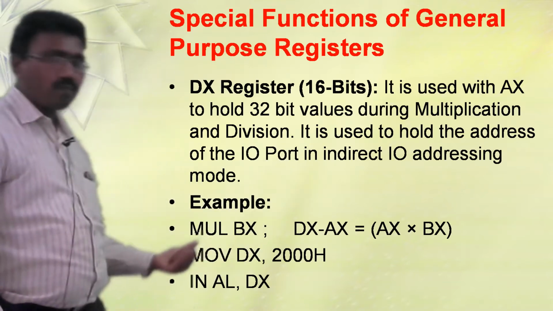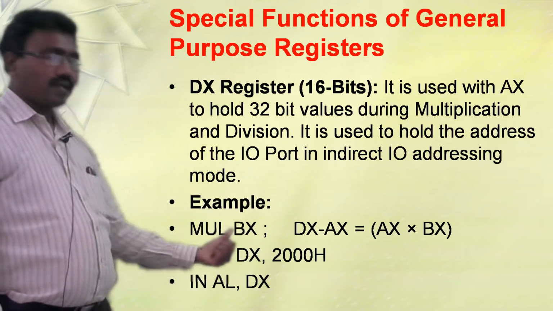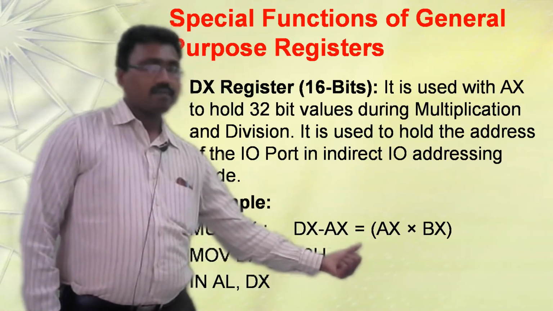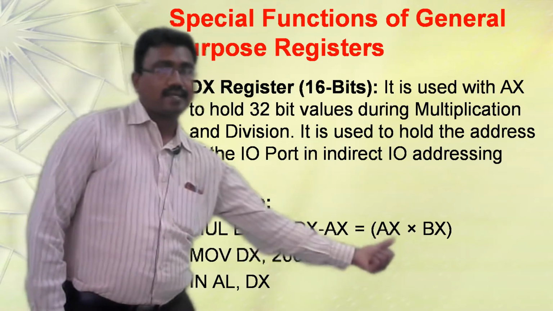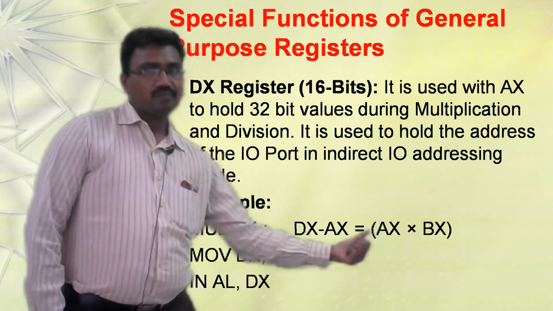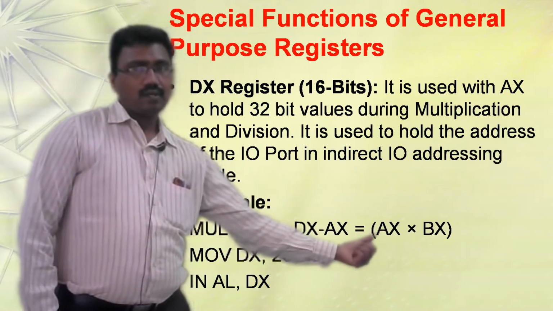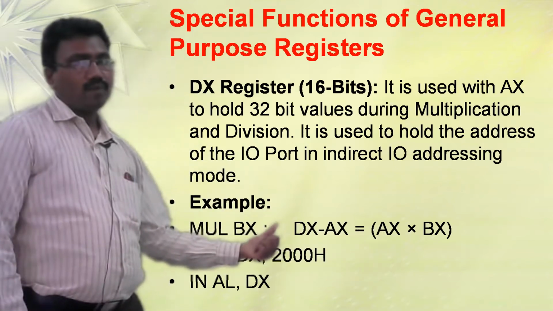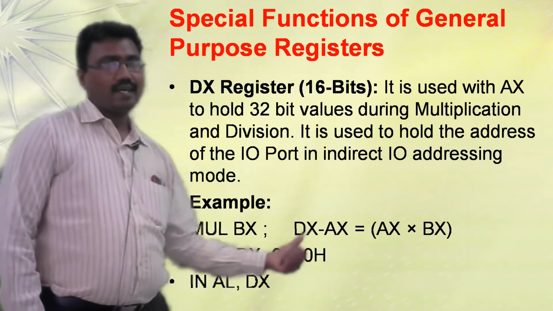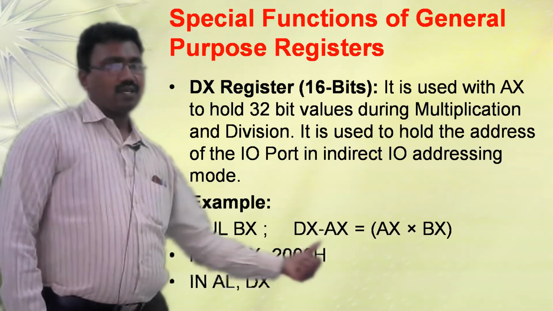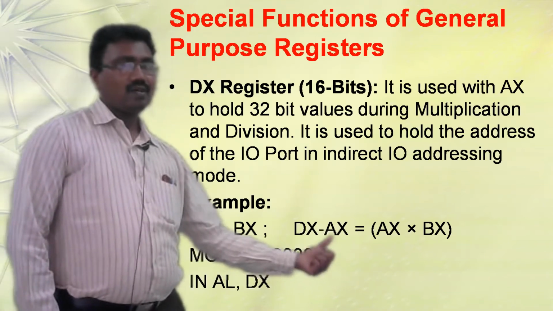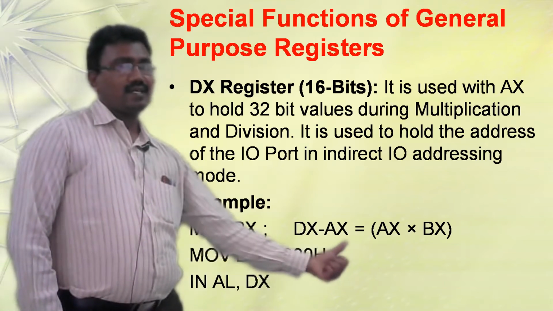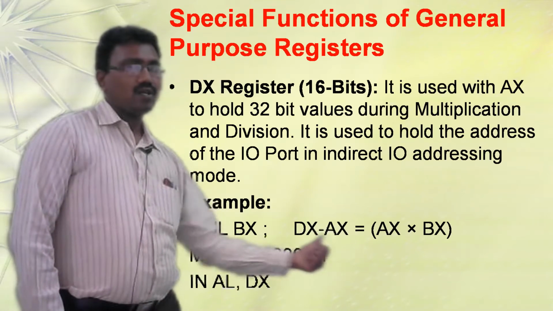Let us see some examples. Here, MUL BX performs multiplication between AX and BX. AX and BX are both 16-bit operands and are multiplied, and the result is sent to the combination of DX and AX. Here DX has a special function: if the output exceeds 16 bits, we can use DX combined with AX, so it is a 32-bit result.